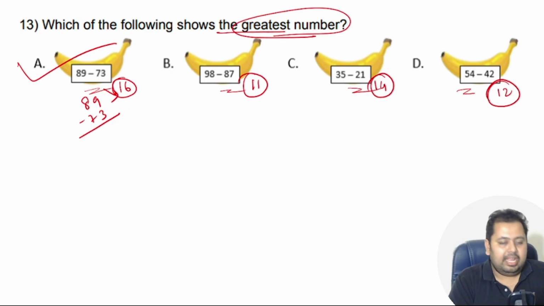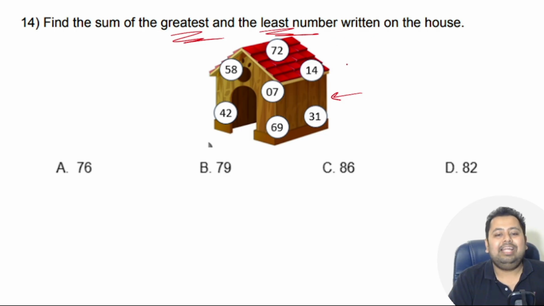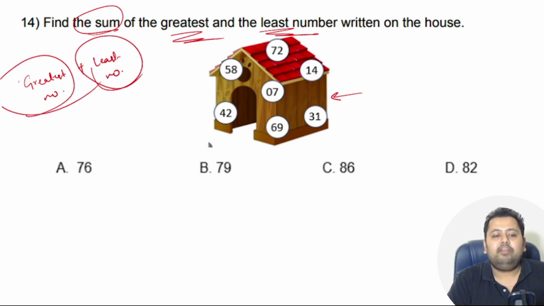Hope you got it correct. If you did, give yourself a star, and we now move to question number 14. Find the sum of greatest and least number written on the house. So you see a house over here, and you have to find out first the greatest number, then the least number, and then do an addition, right? Then you have to find the sum of them. So find out first the greatest number, then the least number, and then do a summation.